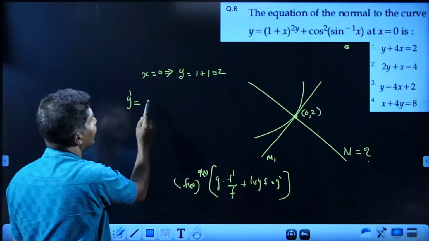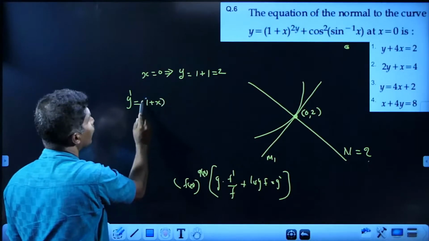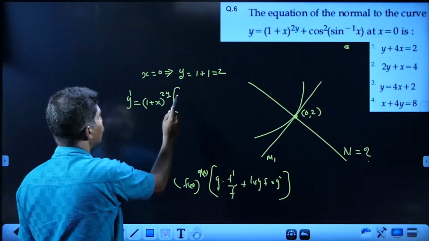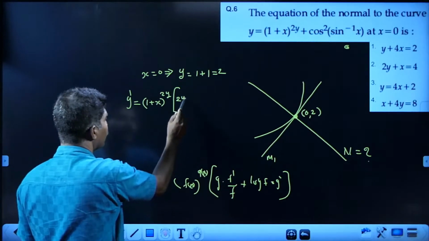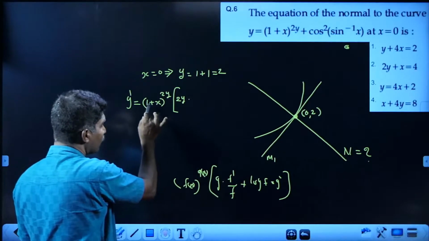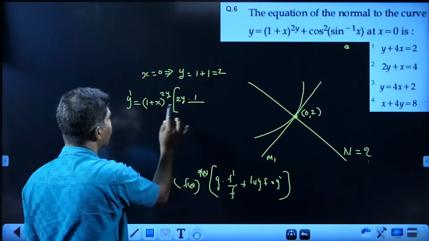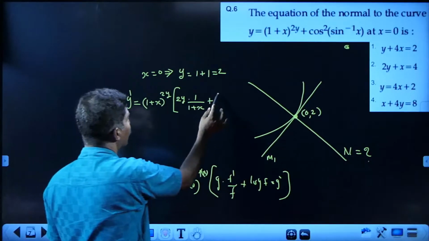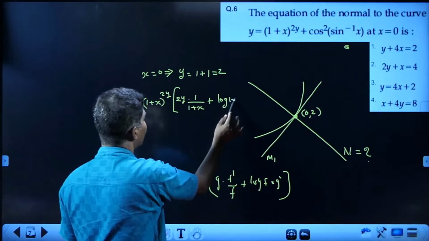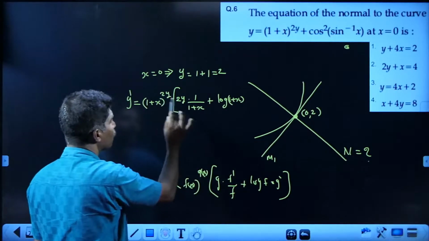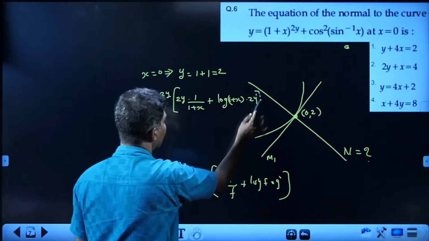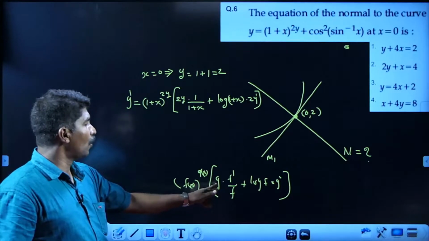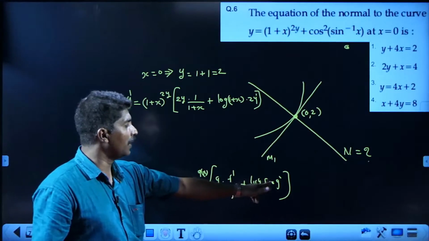So here what I will write is (1 plus x) whole raised to 2y into, 2y into the derivative of this function, that is 1 divided by (1 plus x), plus log of (1 plus x) into the derivative of 2y, that is equal to 2y dash. g into f dash divided by f plus log f into g dash.